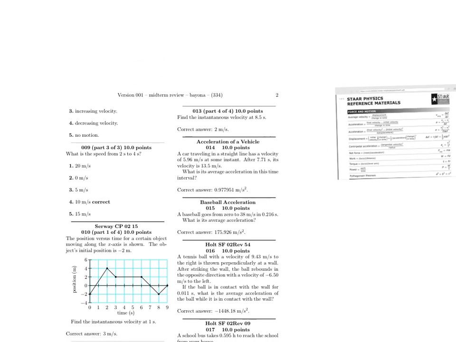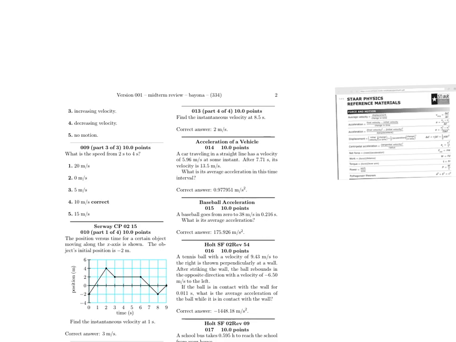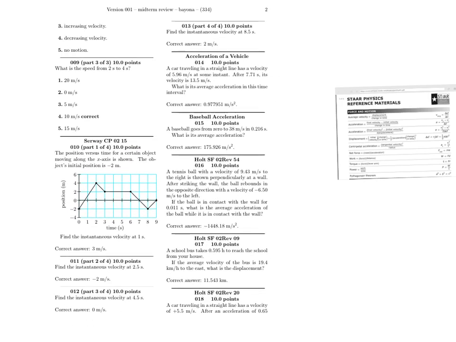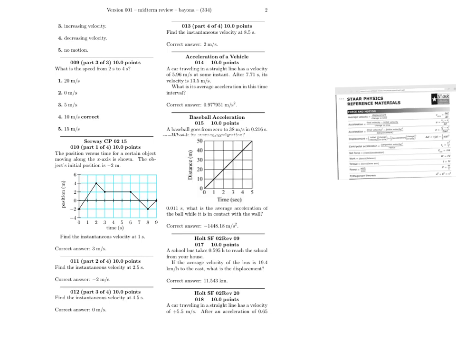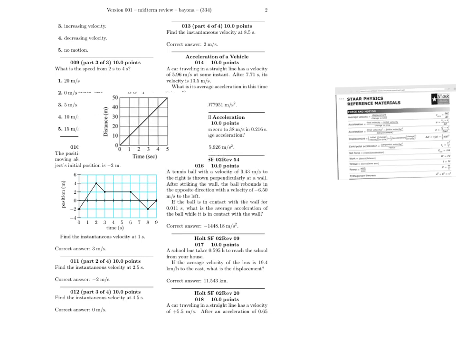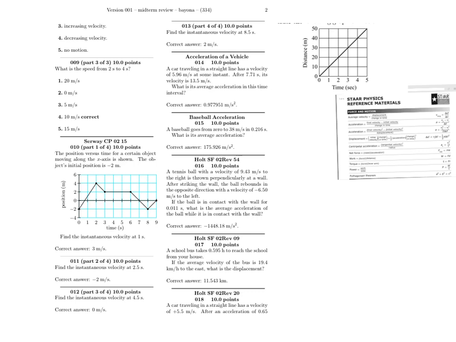Question 9. What is the speed from 2 to 4 seconds? So in order to do that, we kind of need to look at the graph again. But let's see, from 2 to 4 seconds. Remember that speed is distance over time, the displacement over time. So I have no idea how ugly that just came out, but oh well. So let's look at the speed from 2 to 4 seconds. So that's displacement over time. So what's 2 to 4 seconds?